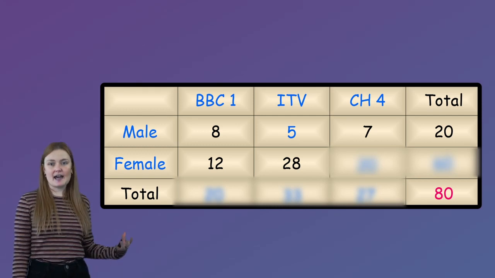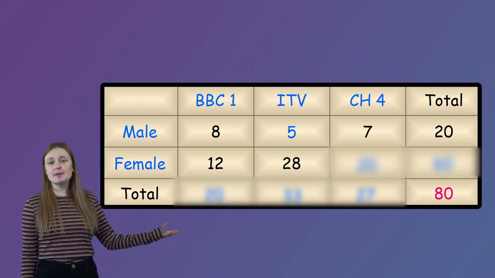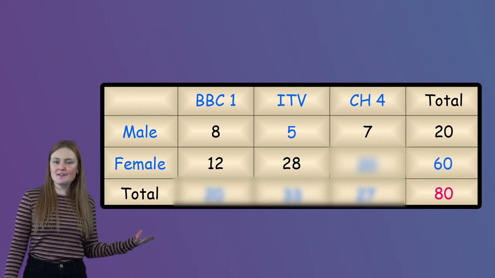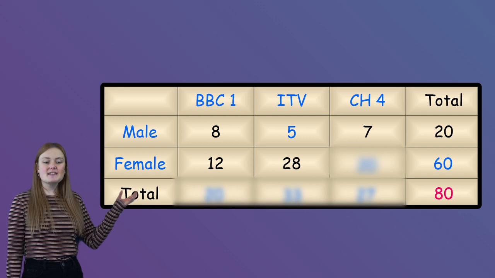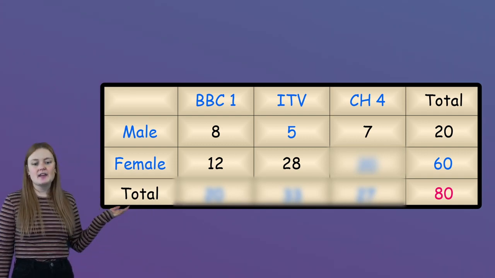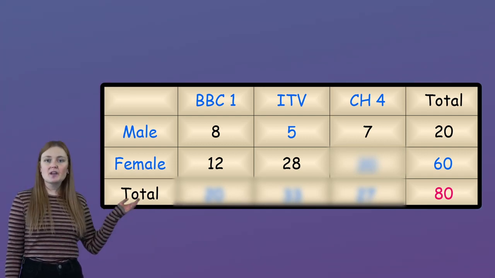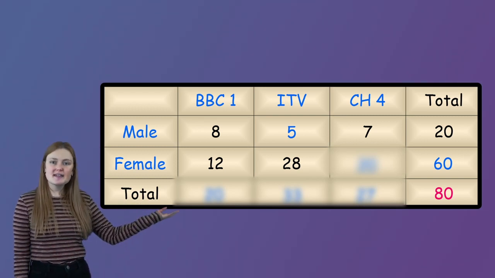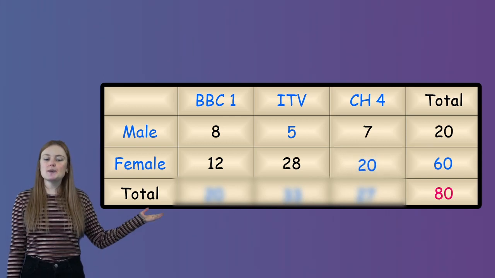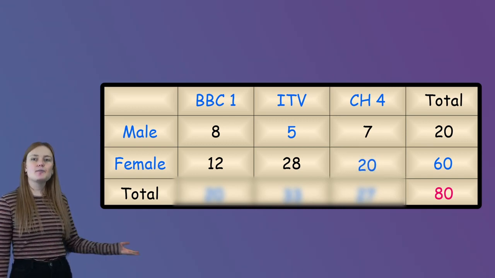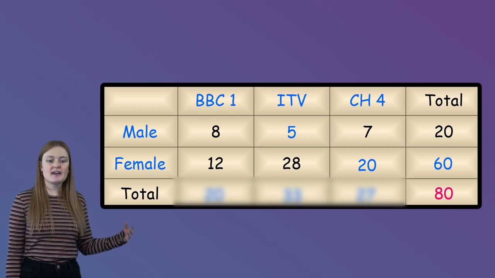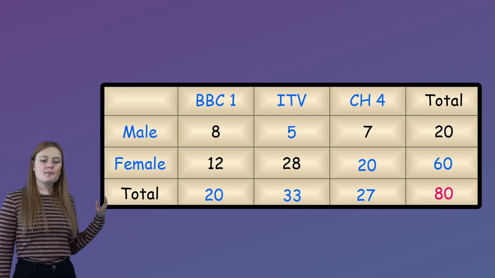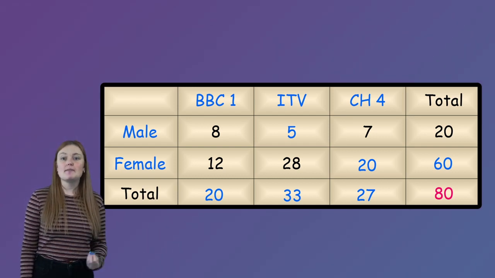I can then see a gap in my totals. I've got 80 people in total that were asked, and I know 20 of them were male, so I can fill in that there would be 60 females. I can then see a gap in the female row. There's 12 that watch BBC One, 28 that watch ITV, so in total that gives me 40. So the missing gap for Channel 4 would be 20. Then I can go along the bottom and fill in those totals to get 20, 33 and 27. Now both totals should add up to give me my 80.